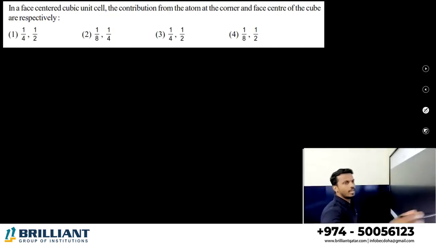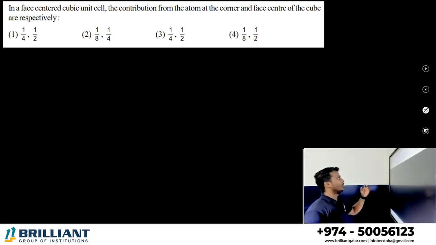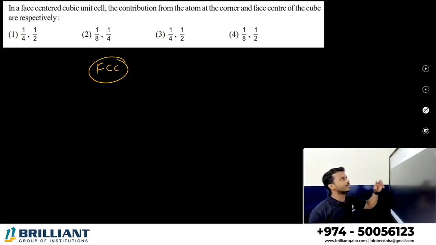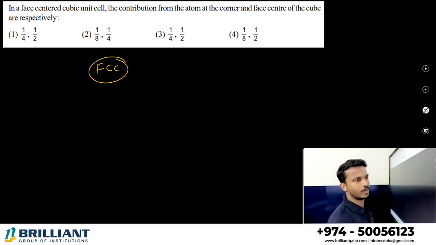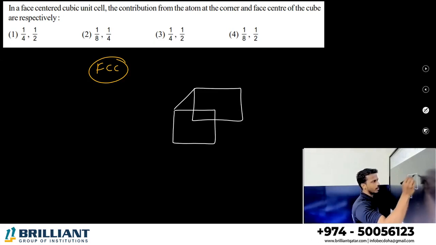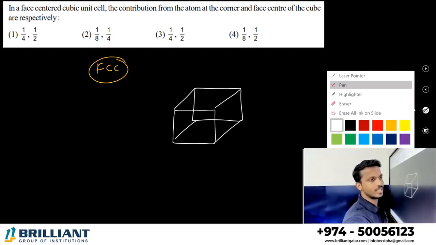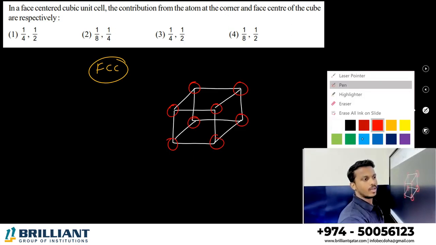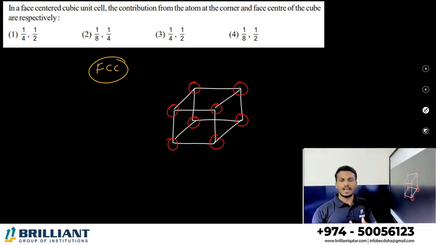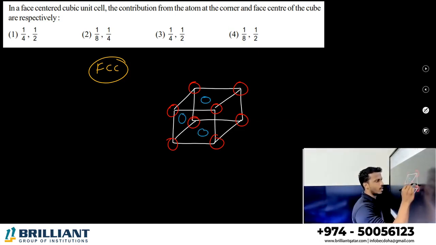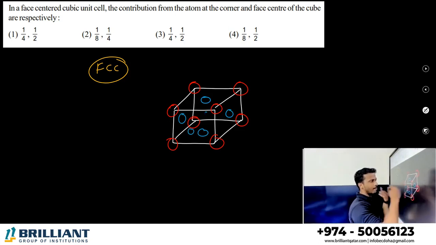Next question, dear all. In a face-centered unit cell, FCC, your system is what? FCC. The contribution from the atom at the corner and face center. Very simple question. You know what is FCC system? There will be a unit cell in which, what is FCC? Particles are present at the eight corner, and some extra spheres are present at the center of each face. The top face, bottom face, left one, right one, and the front face and the back face.